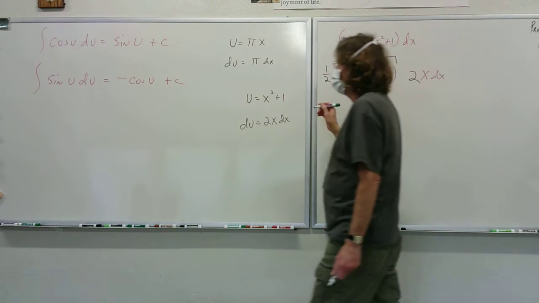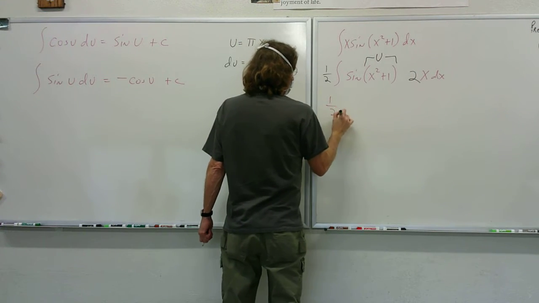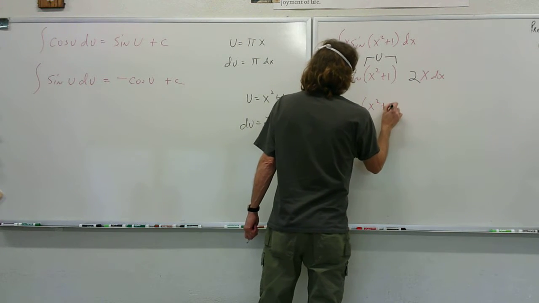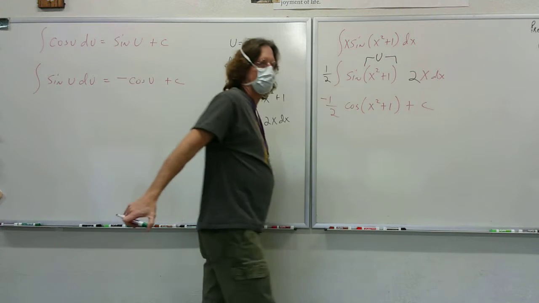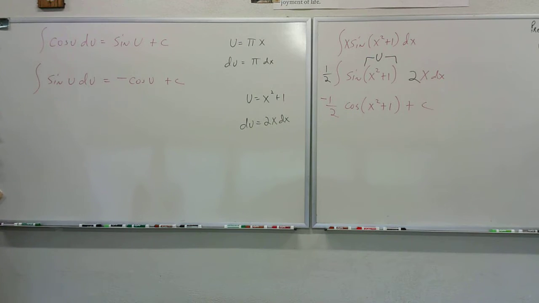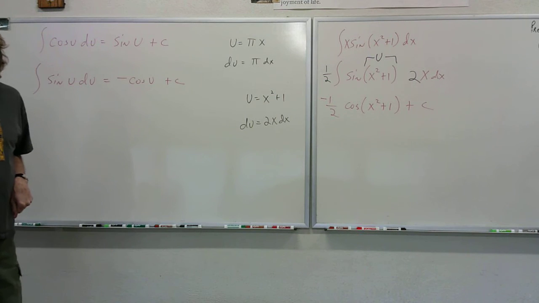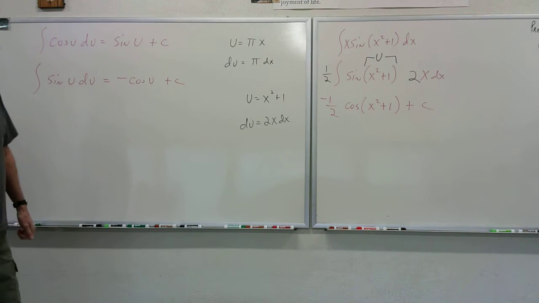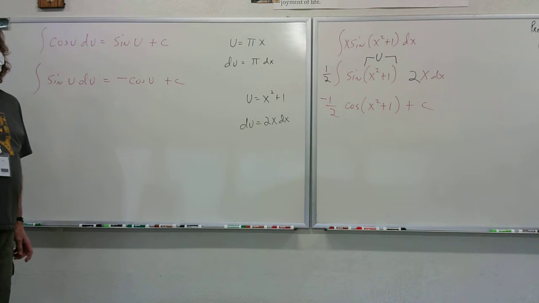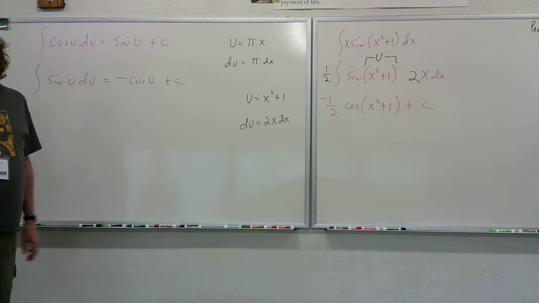So you write down your 1/2 that's out front, and you get negative cosine x squared plus 1 plus c. And what I'm trying to do here is get you to where you can recognize the u and make sure your du is really the right numbers. For right now, the variables are always going to match up. Okay? It's just the numbers that aren't going to match up for right now.